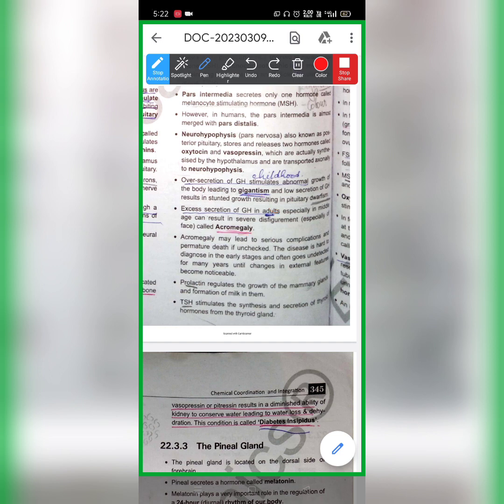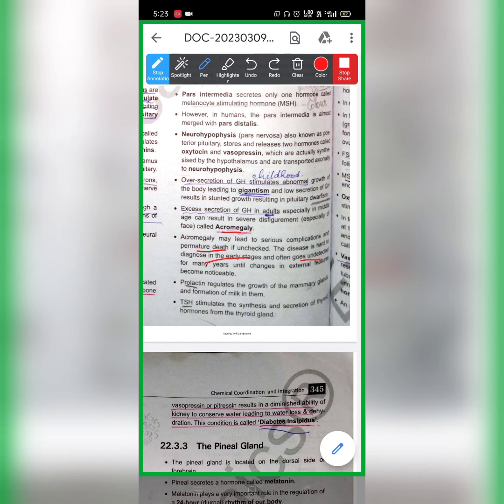And what is the condition when there is lower secretion of this growth hormone? It results in stunted growth, which leads to short height of the person. This is called pituitary dwarfism. Acromegaly, that is the excess secretion of the growth hormone in the adult, leads to serious complications like premature death if it is not diagnosed at an early stage, or when it is untreated properly.